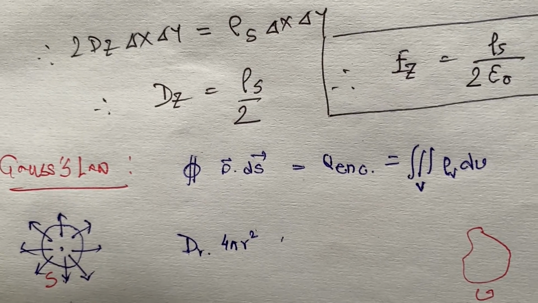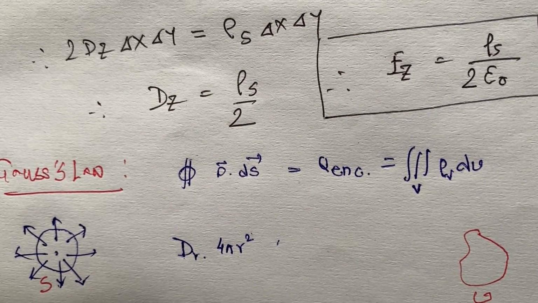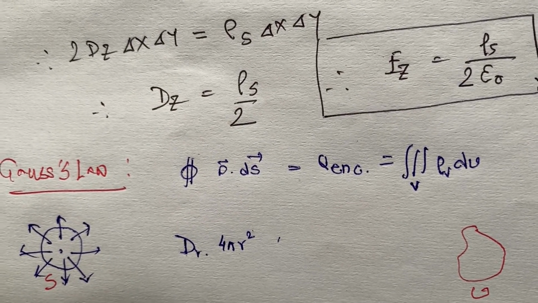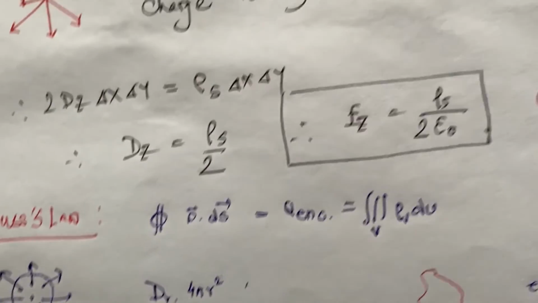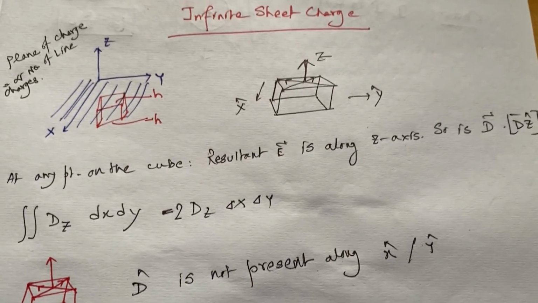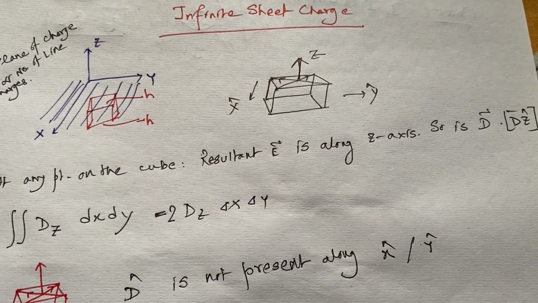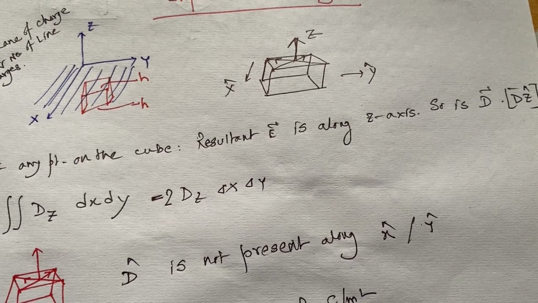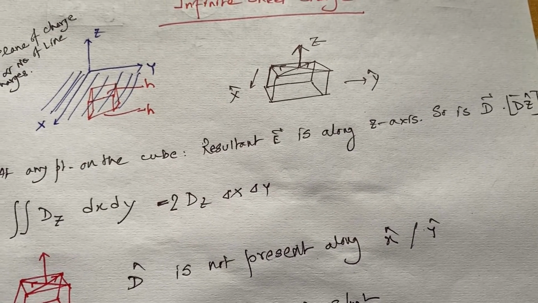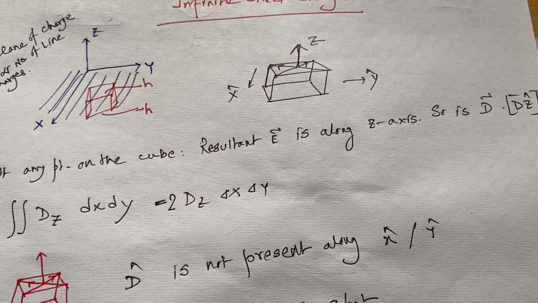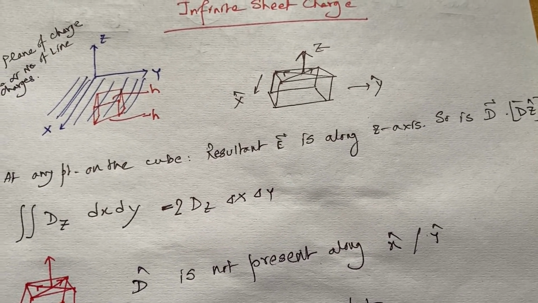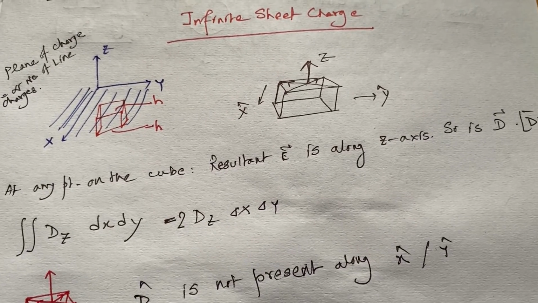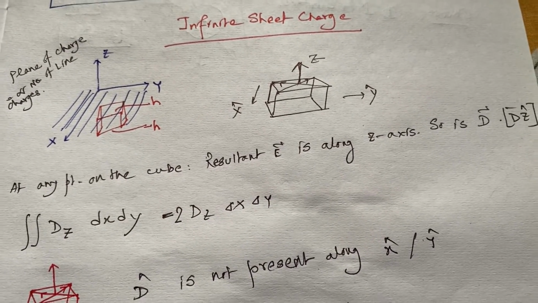We have applied Gauss's law in case of infinite line charge. We have applied it for an infinite sheet of charge. That is, we have applied in the previous class. Actually, these are theoretical things. These are very ideal, this infinite line of charge, infinite sheet of charge. In practice, we can never have an infinite line of charge or infinite sheet of charge.